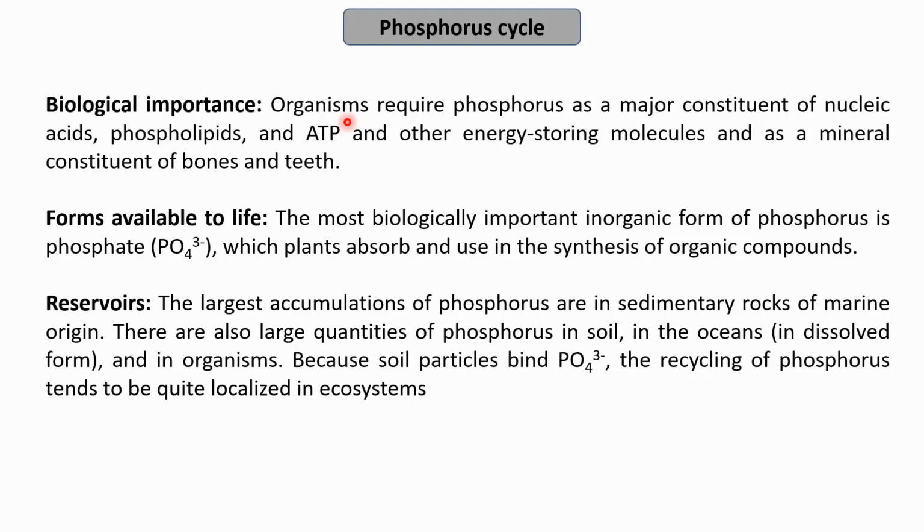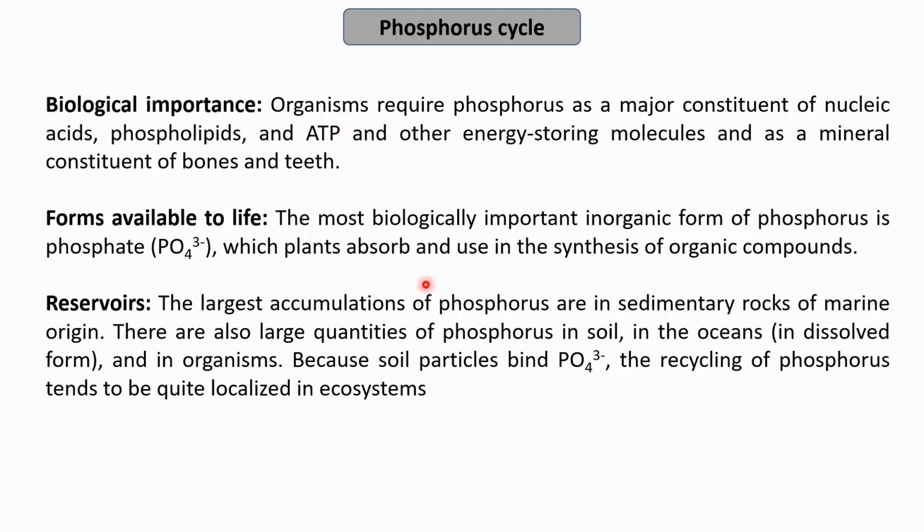So we know that our bones and teeth are made up of calcium and phosphorus. So this phosphorus is really important, as it is present as a major constituent of nucleic acid, phospholipids, and ATP or other energy storing molecules, and is also present as a mineral constituent of both bones and teeth. Now, there are different forms of phosphorus that are available to life. The most biologically important inorganic form of phosphorus is phosphate, which plants can absorb and use in the synthesis of organic compounds. Now, what are the reservoirs of the phosphorus cycle?